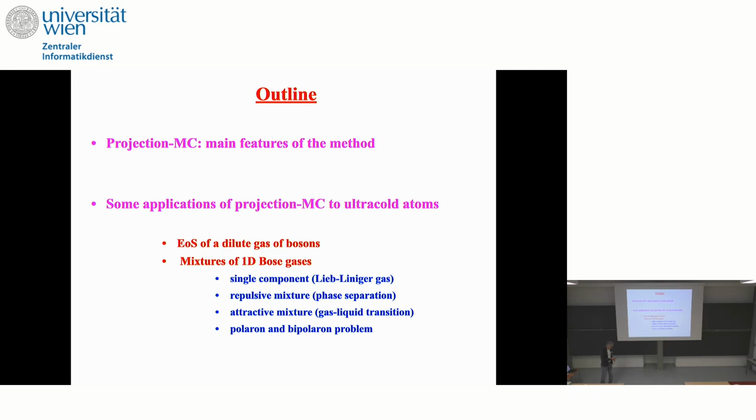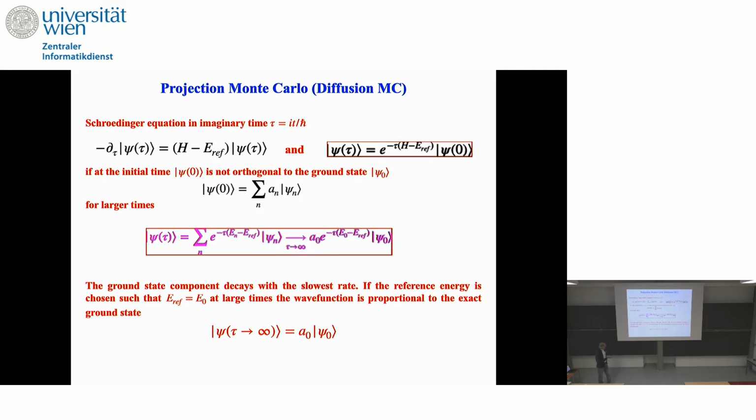Okay? So let's go on. So what is projection Monte Carlo, or diffusion Monte Carlo? The main idea is that you start from the Schrödinger equation in imaginary time. So time is now it divided by h bar.